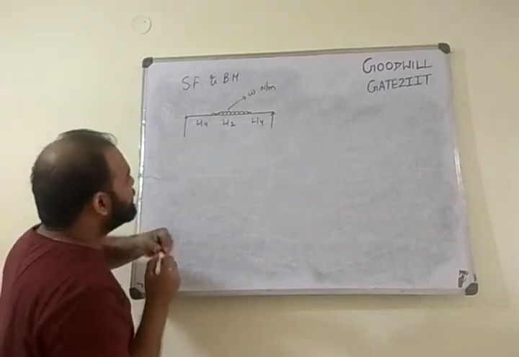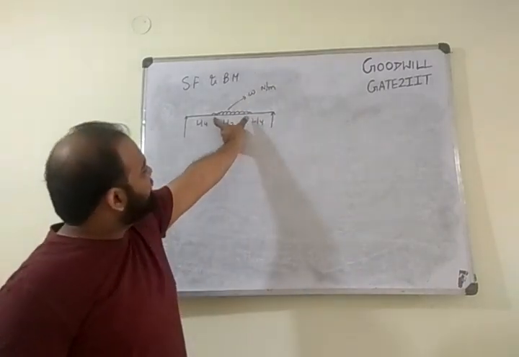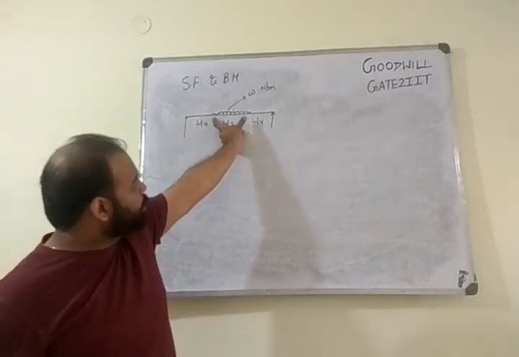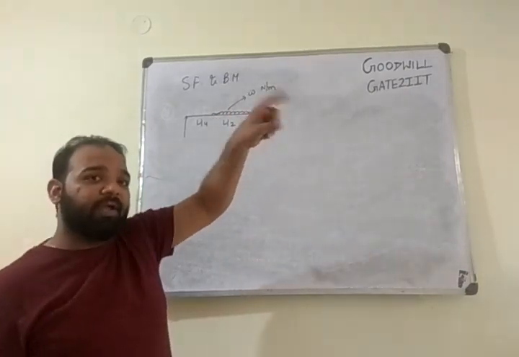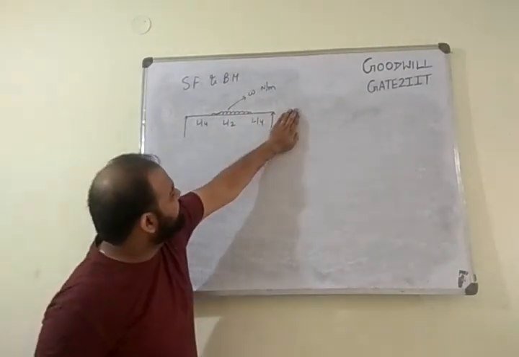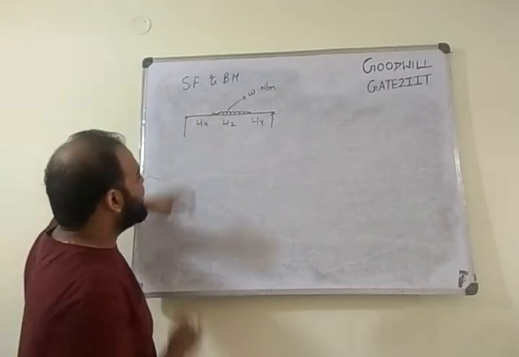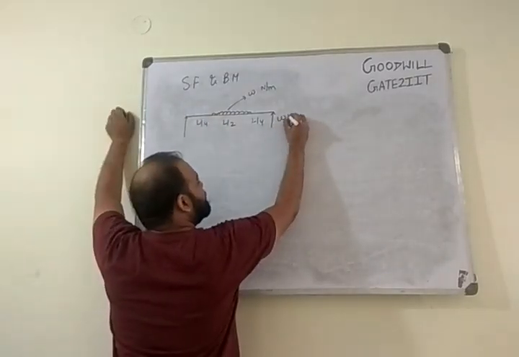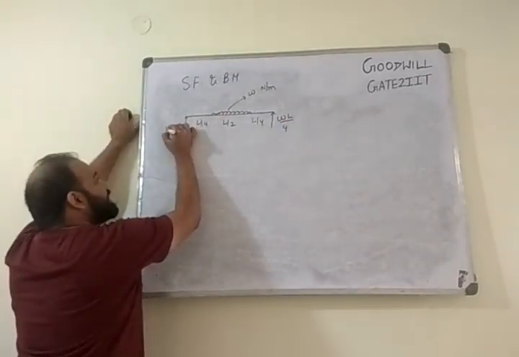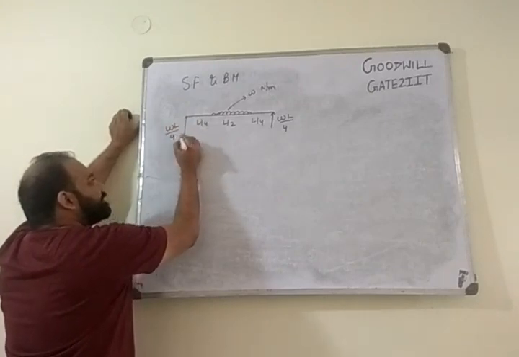So what is the total load acting on the beam? W is acting over the length L by 2. So total load acting on the beam is small w into L by 2. So half of it will be taken by this, half of it will be taken by this. So it becomes WL by 4 and it becomes WL by 4.